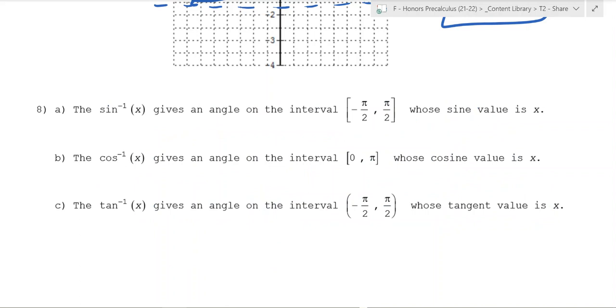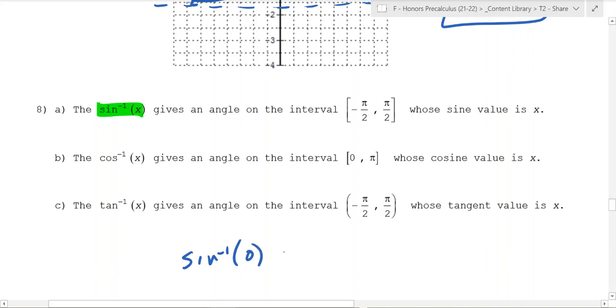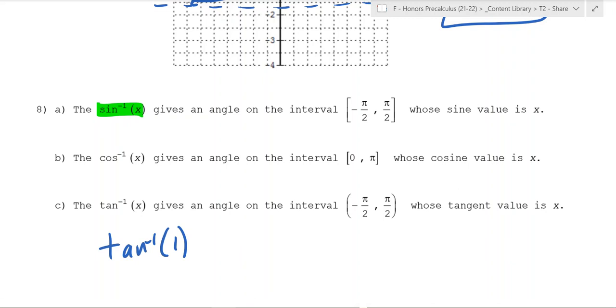Now what we just came to conclude here is that sine inverse, arc sine, gives an angle on the interval -pi/2 to pi/2 whose sine is x. Similar for cosine and tangent. So the way I like to think about this is, for example, sine inverse of 0. This means the sine of what angle is 0. That's the statement you're going to say over and over again. Similarly, I could ask you tan inverse of 1. That means the tangent of what angle is 1.